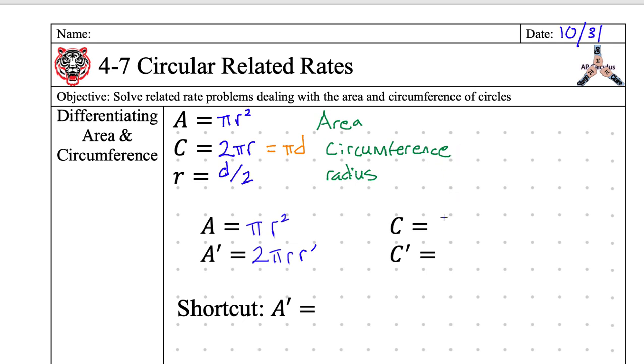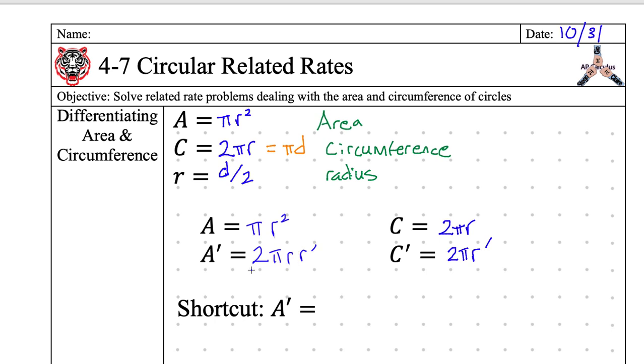Circumference again is 2 pi r, and the derivative with respect to t is 2 pi r prime. Do you guys notice something similar between circumference prime and area prime? There's also r prime. The only additional thing is the r. It's 2 pi r prime with the addition of the r.